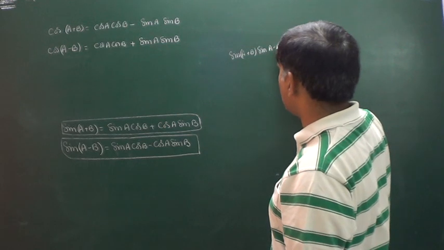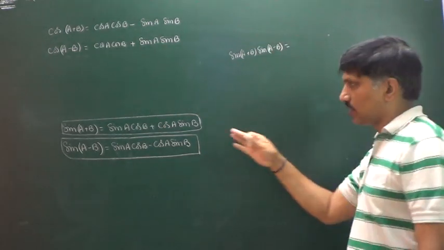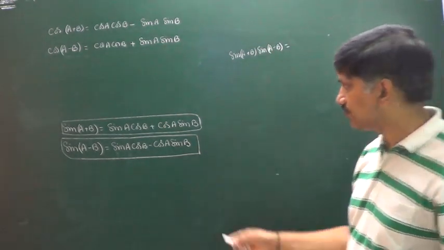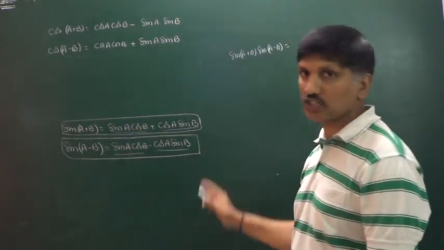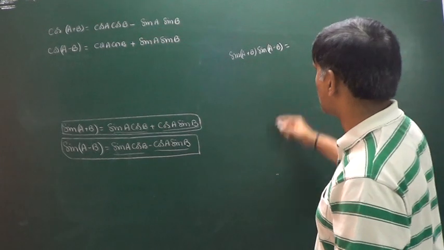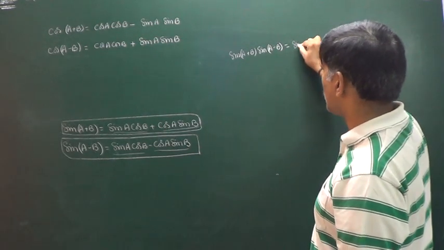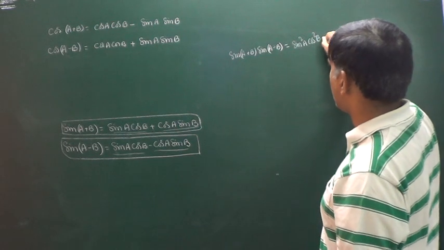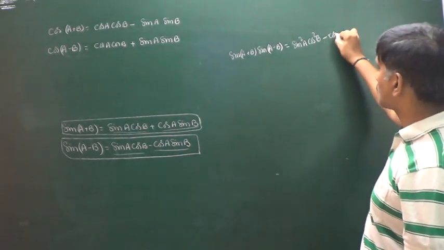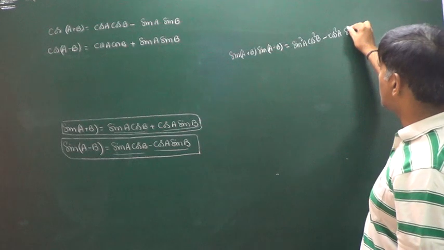Sin(A+B) into sin(A-B): multiply these two. If it is (x+y) into (x-y), then what happens? x² minus y². So you will get sin²A cos²B minus cos²A sin²B.